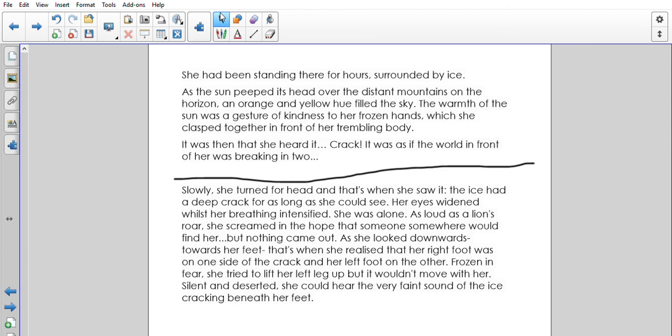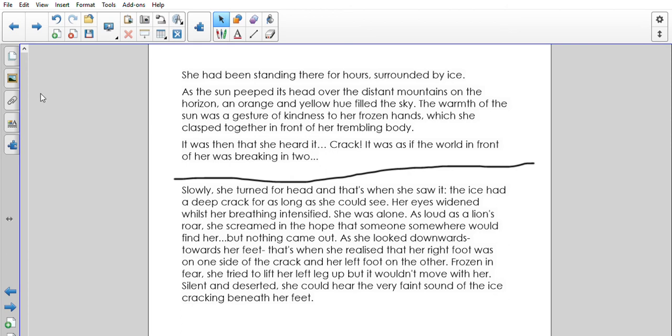But nothing came out. As she looked downwards, towards her feet, that's when she realised that her right foot was on one side of the crack and her left foot was on the other. Frozen in fear, she tried to lift her leg up, but it wouldn't move with her. Silent and deserted, she could hear the very faint sound of the ice cracking beneath her feet.